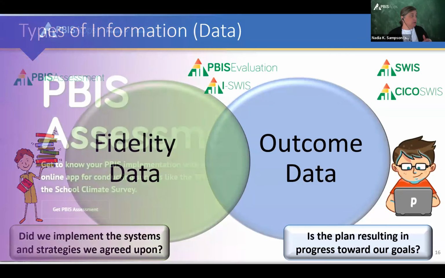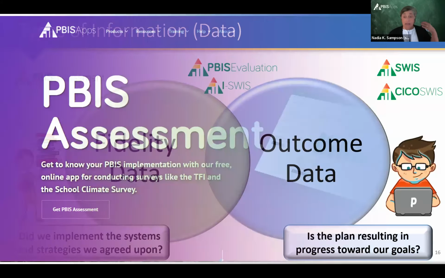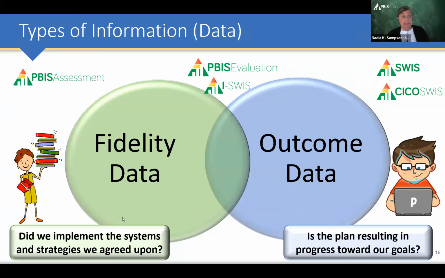So the different instruments or the different tools that we have help guide us in getting this information. SWIS and check in, check out SWIS, for example, are tools that get us to outcome data. They're letting us know how our students are doing in check in, check out, as well as behavior wise in terms of office discipline referrals. They're not the only data that we want to look at in terms of outcome data. There are other pieces of data in schools that you want to use as well, attendance, grades. There are other pieces of information, but these are just two that we have available with PBIS Apps.